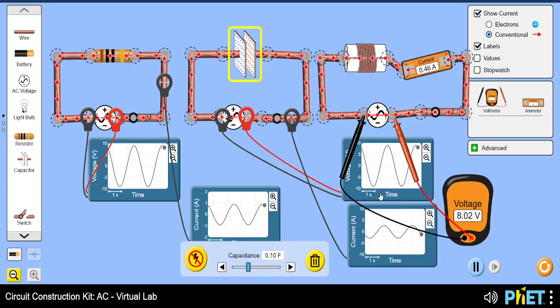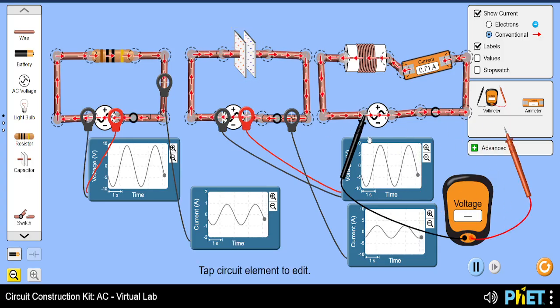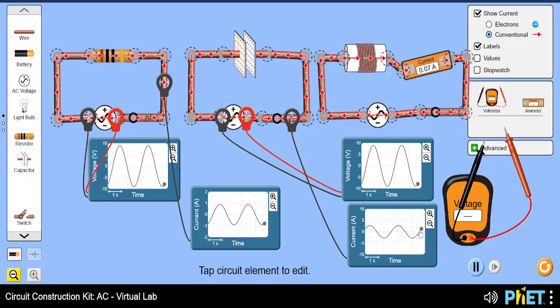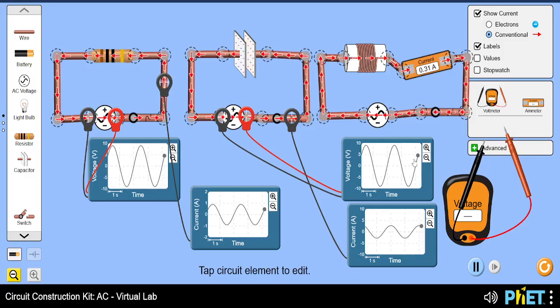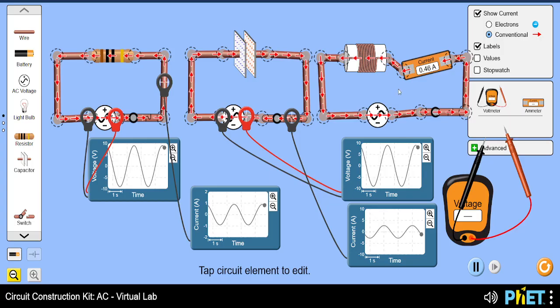So take a look at this one. I think I should remove this guy so we see clearly. All right, so you notice that they are out of phase. Current rises first and then voltage follows. It's as if voltage is chasing after current. Can you notice that? Okay, now same here.